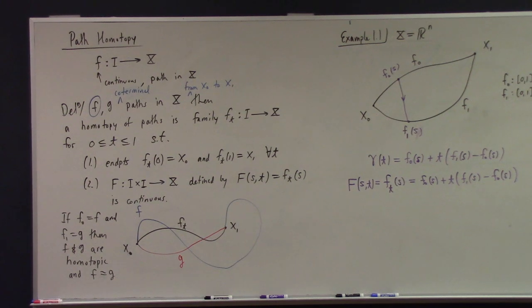But yes, this is continuous, and so this shows that any two paths in Rn, coterminal paths obviously, are homotopic. So homotopy in Rn is kind of boring.